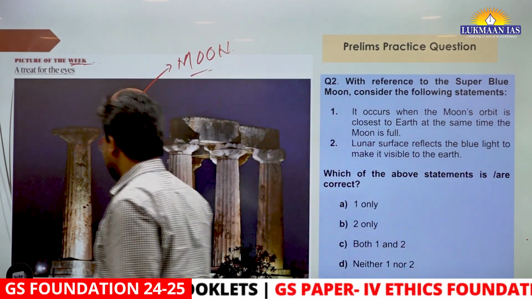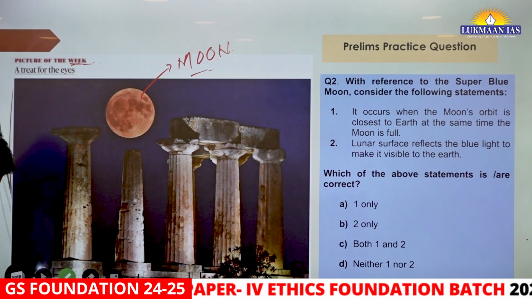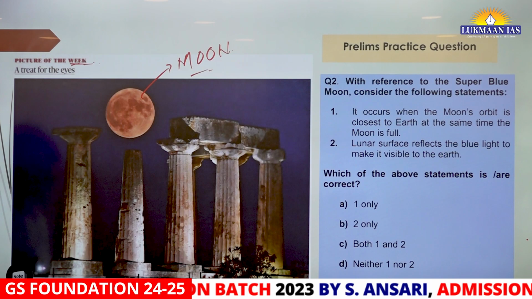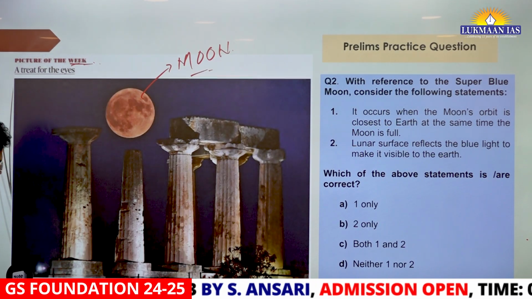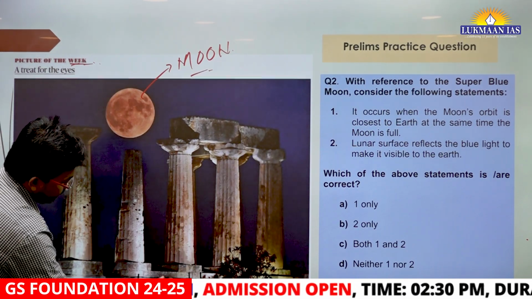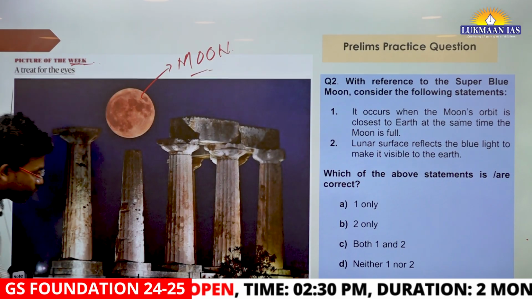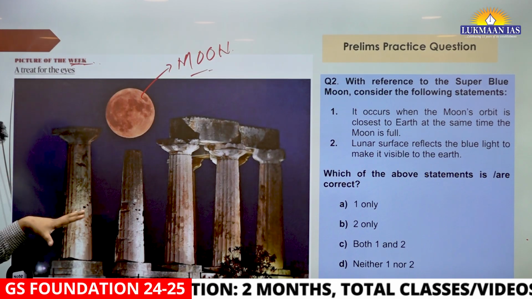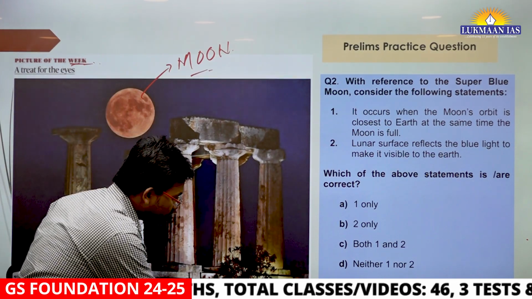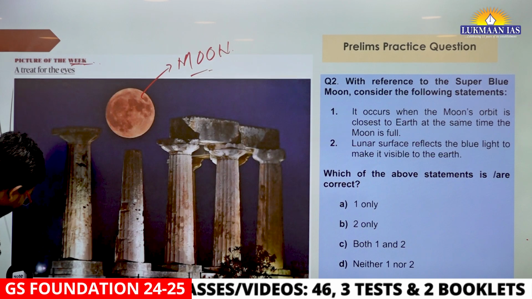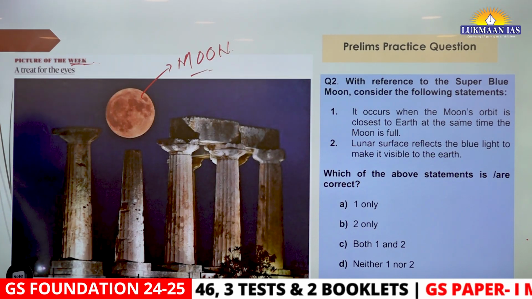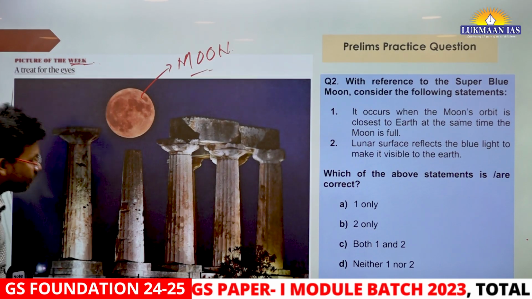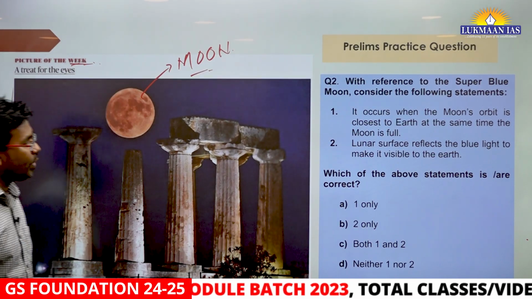This naturally captured photograph is known as the super blue moon. Okay, they have named it the super blue moon. It rises above the Temple of Apollo in ancient Greece. Okay, so in ancient Greece on 30th of August, they clicked this picture. NASA has said that this moon is called super because it is slightly closer to the earth, and blue because it was the second full moon in the month of August.